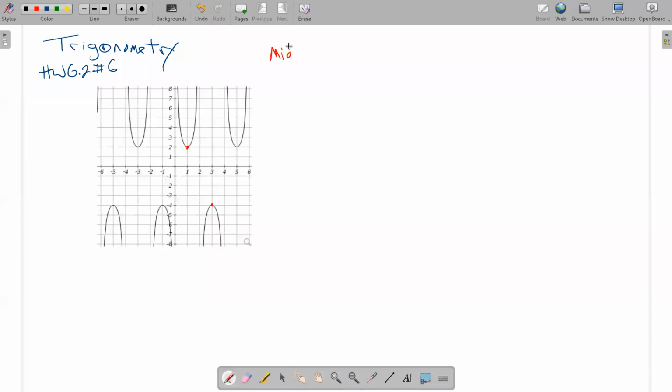To get that midline, we find the average of those two values. So we have a min here of 2, and we have a max here of -4. Cut that in half. So same procedure we use for sine and cosine. That gives me -2/2, which is -1. So y equals -1 is the midline. So this was shifted down. And that's just a little off there. Just a little, there we go. So there's my midline.